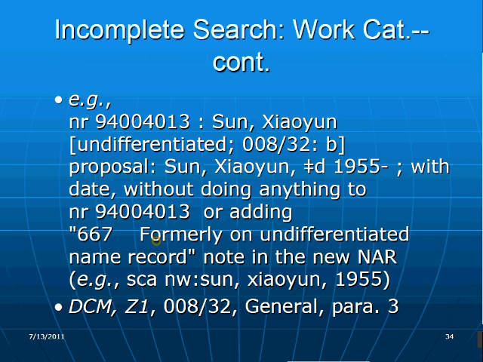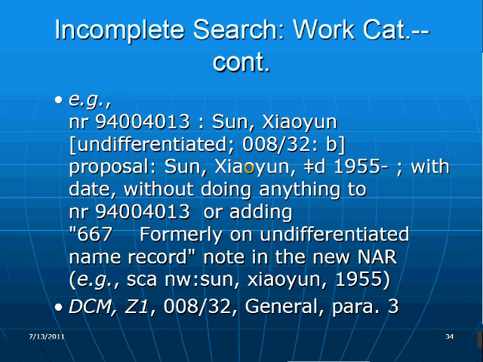Let's move on to this one. This is an example of undifferentiated personal name. I got confused, I'm sorry. This is the one. Sun Xiaoyong was undifferentiated, and a proposal was to establish a separate name authority record, Sun Xiaoyong, with a date 1955 onwards. But the problem was that person was already subsumed under this undifferentiated name authority record. So creating a separate authority record is fine, but at the same time, the cataloger had to do something more.